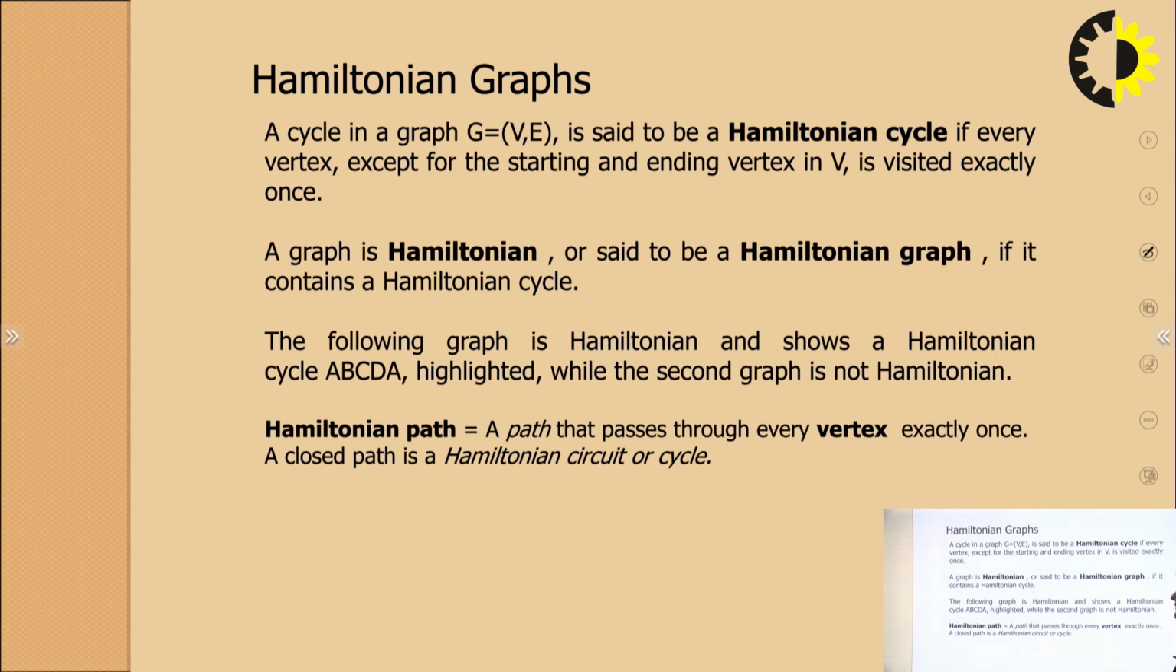Here is the definition: a cycle in a graph G is said to be a Hamiltonian cycle if every vertex except the starting and ending vertex in V is visited exactly once. A graph is said to be a Hamiltonian graph if it contains a Hamiltonian cycle.